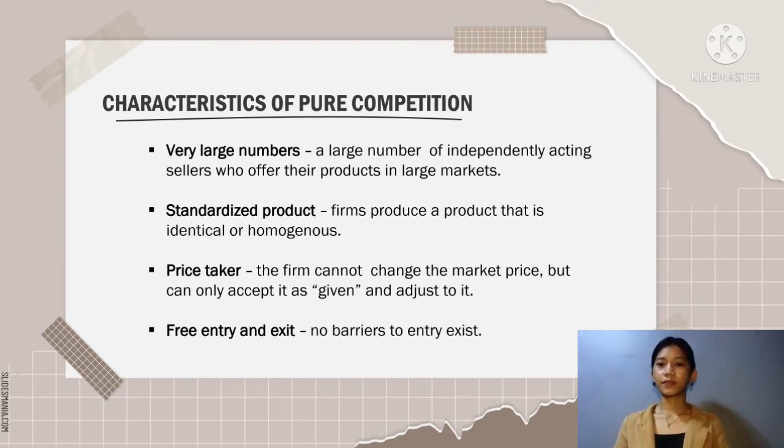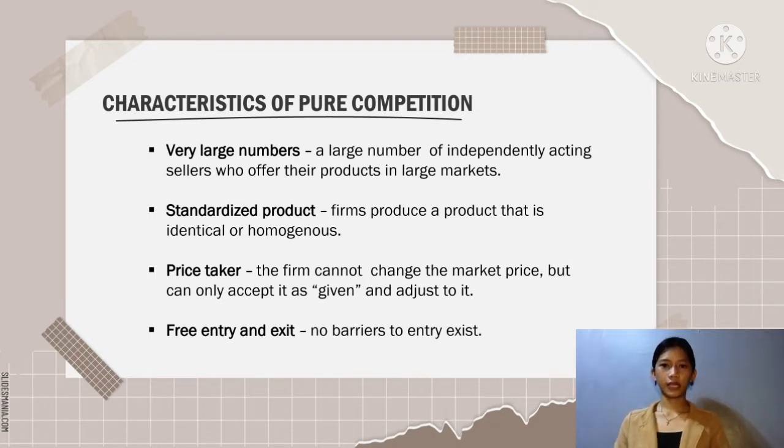Second, standardized product. Firms produce a product that is identical or homogeneous. As long as the price is the same, consumers will be indifferent about which seller to buy the product from. The producer would not lower the price since it will not earn anything by shrinking its profit. Because the firm sells standardized products, they make no attempt to differentiate their products and do not engage in other forms of non-price competition.